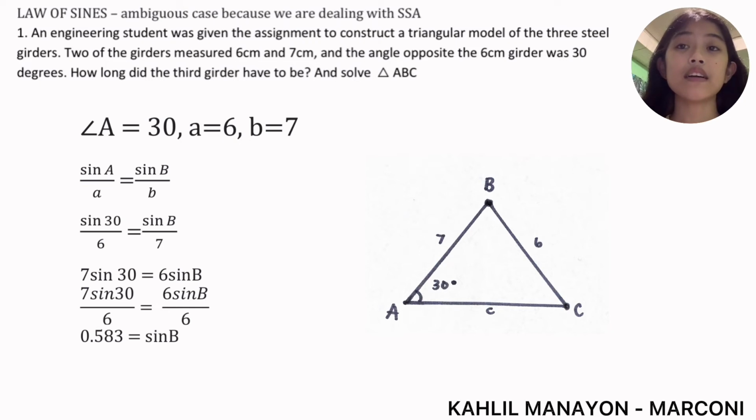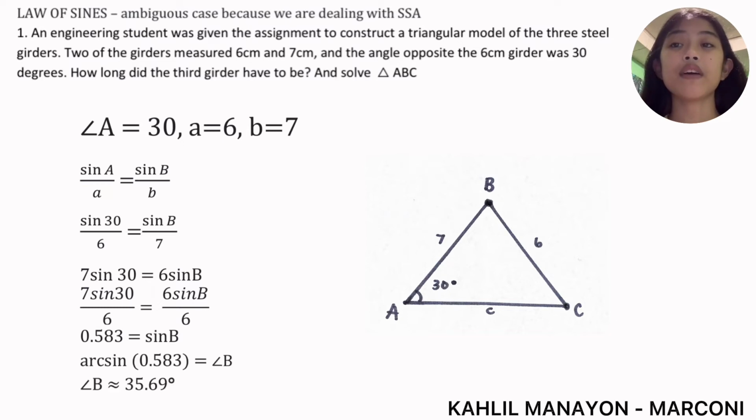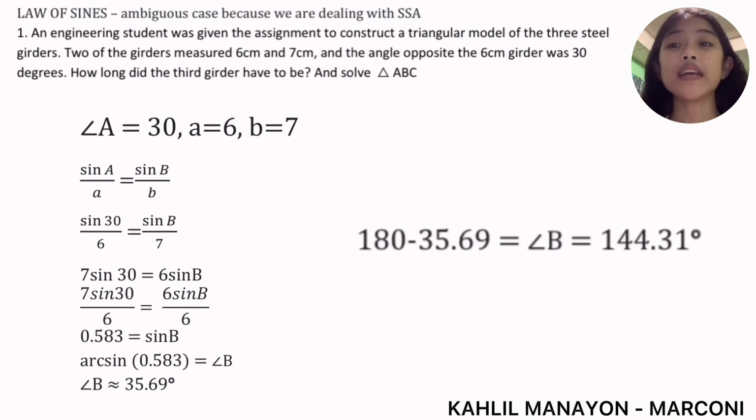Since we are trying to get angle B, we divide each side by 6. We have the answer of 0.583 is equal to sine B. To get angle B, we use arc sine 0.583. Our final answer would be angle B is approximately 35.69 degrees. As you can see here, our angle B is greater than the given angle. That means that angle B is one solution, but there is another solution we can plug in for angle B. And to get that, we simply do 180 minus 35.69. Our other solution would be angle B is equal to 144.31 degrees.